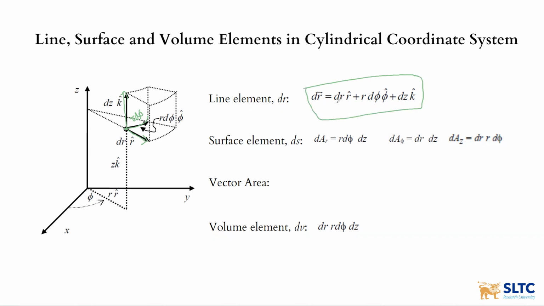The total line element we are taking by taking the smallest line elements along each of the coordinate axes. So the dr distance along r hat direction, r d phi distance along phi hat direction, right? And then dz distance along k hat direction. So once we are moving that infinitesimal distance along each of these coordinate axes, then we can take the sum of all those components and we can define the line element, right?